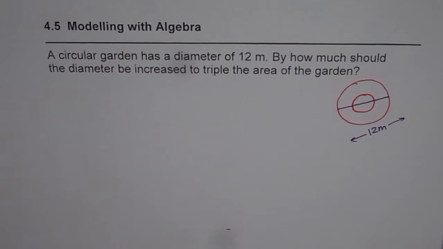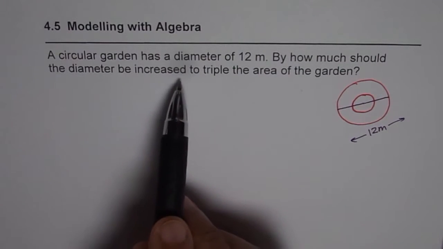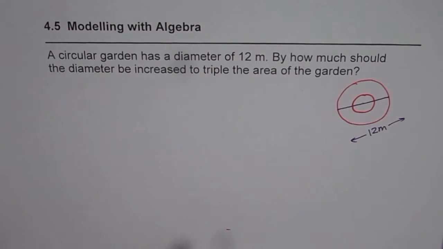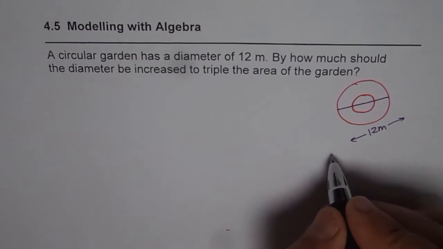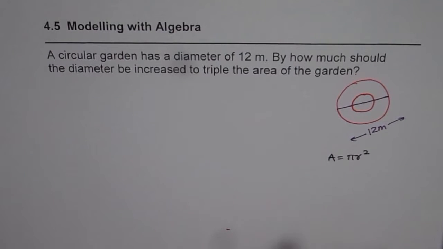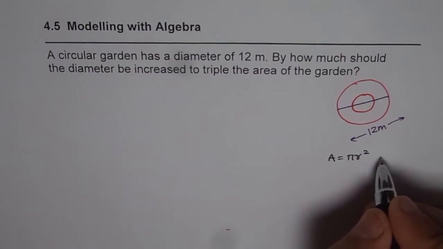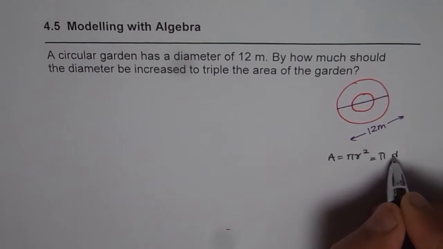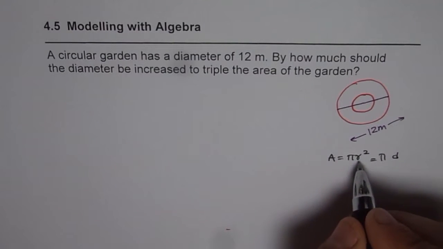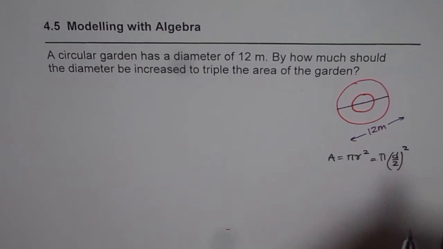Now the question is, by how much should the diameter be increased to triple the area of the garden? Now what is the area? Area is pi r square. Radius square, not diameter square. If I want to convert radius to diameter, I will write this equals to pi, and radius is half of diameter, right? So I'll have to write it like this. Do you understand? That will involve fractions.